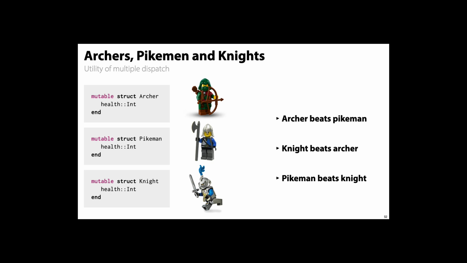Notice that I made a little bit of modifications there. I highlighted mutable. And the reason for this is that in this example, we are going to be modifying the health value of these combatants. And in Julia, by default, the structs that you create are immutable. You can't change them. So mutable means that we allow them to be changed. So this is a little bit of the functional nature of Julia.